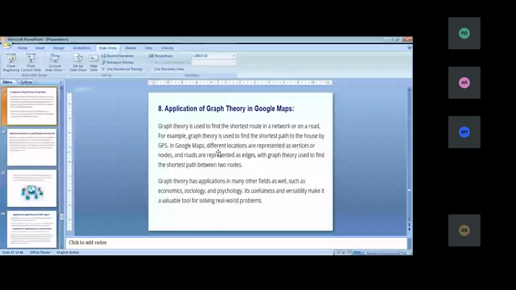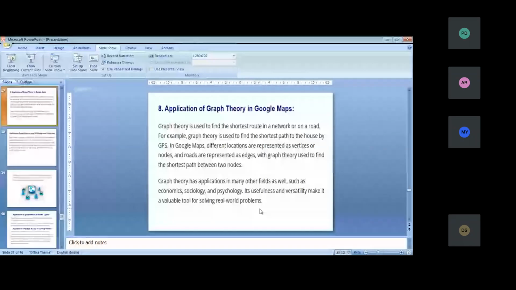I got cut. So we'll see the application of graph theory in Google Maps, where we are using graph theory. Graph theory is used to find the shortest route in the network and on the road. For example, it is used to find the shortest path home by GPS. In Google Maps, different locations are represented as vertices or nodes, and roads are represented as edges. Graph theory is used to find the shortest path between two nodes. Graph theory has applications in many other fields such as economics, sociology, and psychology, and its usefulness and versatility make it a valuable tool for solving real world problems.